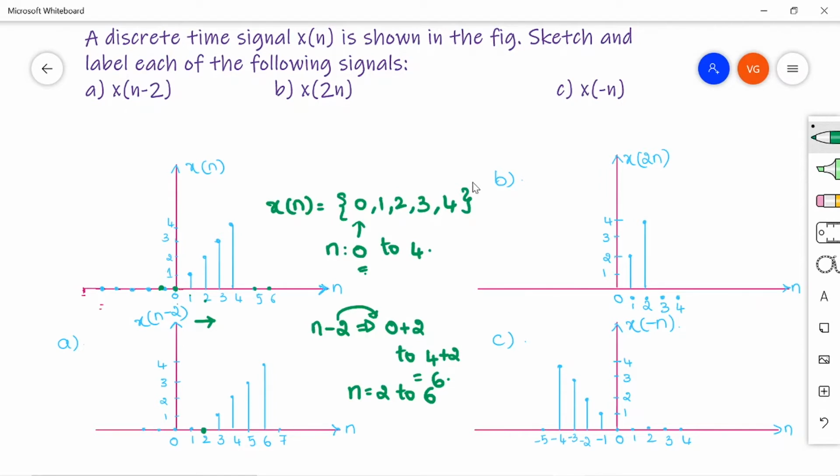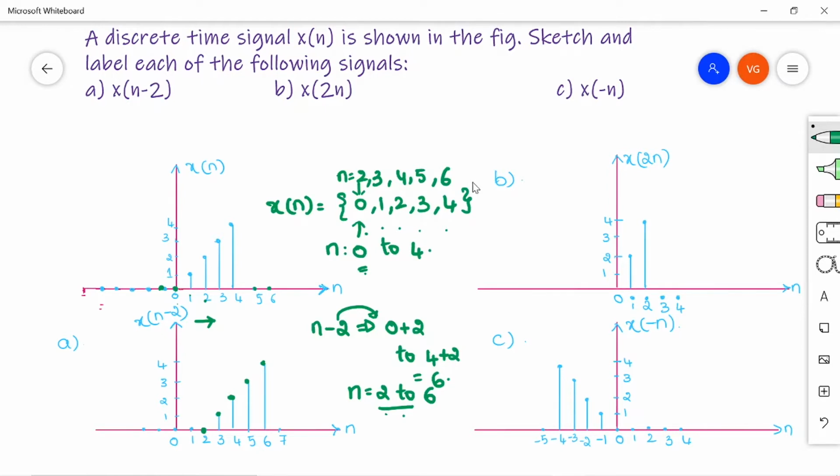So these 0, 1, 2, 3, 4 amplitudes are at n is equal to 0, 1, 2, 3, 4 respectively for x of n. Whereas for x of n minus 2, these amplitudes will be at n is equal to 2, 3, 4, 5, 6. So at 2 you have an amplitude of 0, at 3 an amplitude of 1, at 4 an amplitude of 2, at 5 an amplitude of 3, and at n is equal to 6 an amplitude of 4. This is how we can draw x of n minus 2.